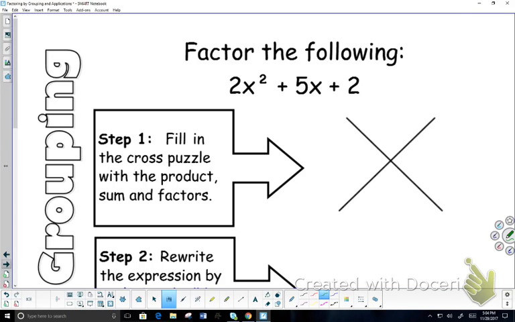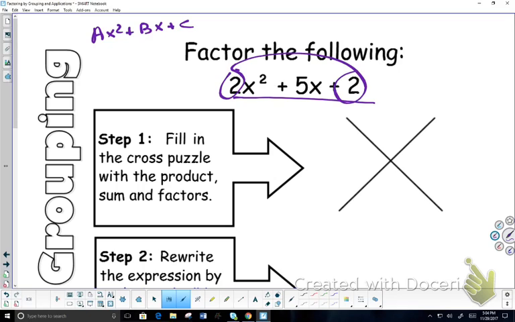Okay, now that we've factored with tiles and with the box method, now we're going to go ahead and try factoring by grouping. To factor by grouping, you've got to have it in standard form. Standard form means it's ax squared plus bx plus c. Okay, if it's not in that order, then you're going to kind of get thrown off from the beginning.